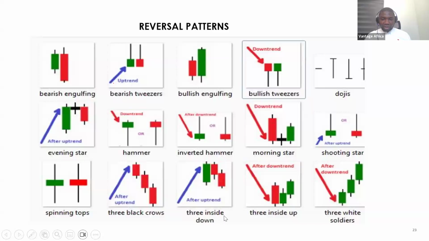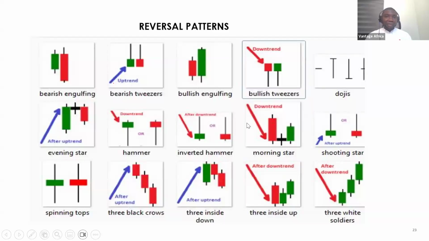So you have three inside down, and this is three inside up, the opposite. Three inside up is for buy. We're expecting price to continue to be bullish, right? Then you have three white soldiers, just the way you have three black crows here, which is bearish. You have three white soldiers, which is bullish. Okay?